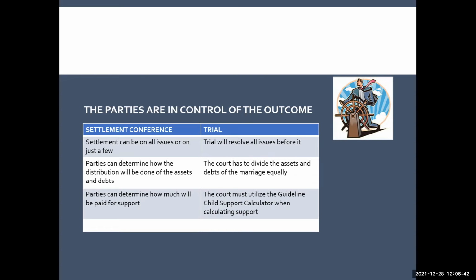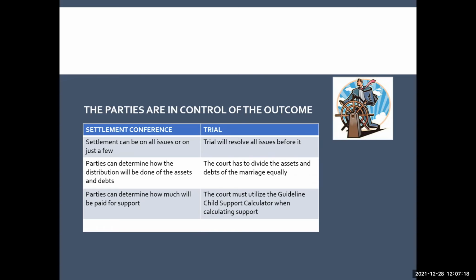At the settlement conference, the parties can divide the assets and debts of the marriage any way they want. They can split it by name, they can give away the farm, they can get the farm, because that statute allows the parties to distribute the assets and debts any way they want. However, if you were to go to trial, the court does not have that option and will have to make orders that divide the assets and debts of the marriage equally. And it will be up to the judge to make that division after hearing all of the evidence in the case.